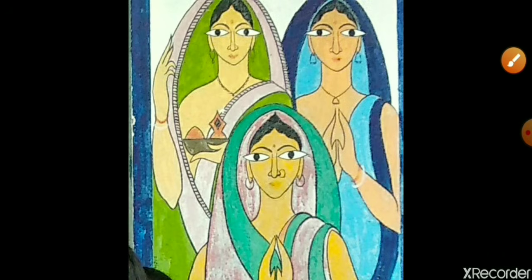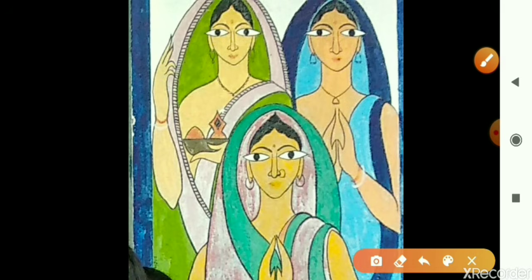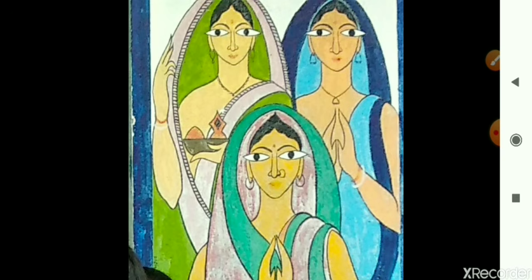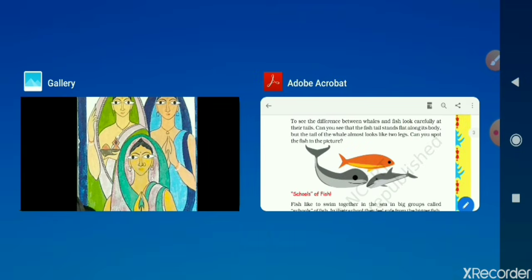So just try to draw this painting in your notebook if you can. Okay, such a beautiful painting is here. Now your practice session is over, so we will go to the chapter now and continue.